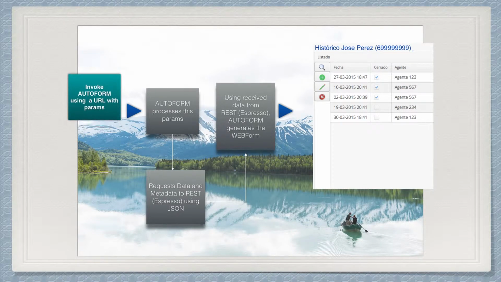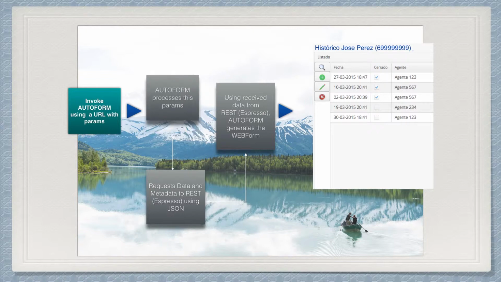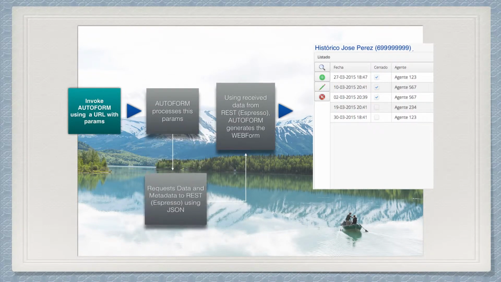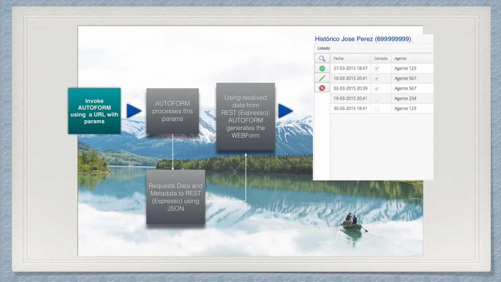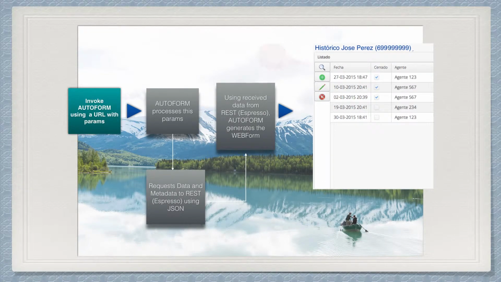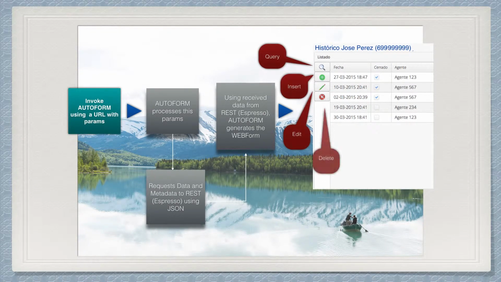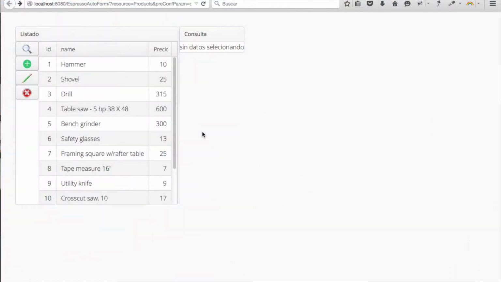AutoForm is called sending parameters on the URL. AutoForm processes these params and requests data and metadata to EspressoLogic using JSON. With the received data, it generates the web form with all CRUD functionality included, so you can query, insert, edit, and delete records.